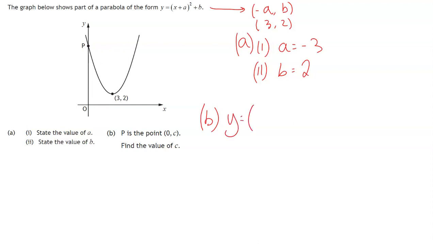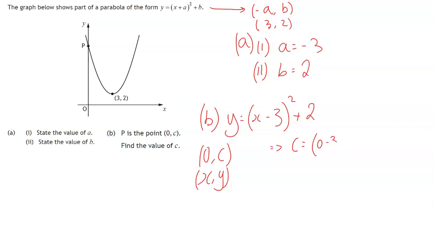Now, in order to do that, I'm going to start by rewriting it. So I'm going to write the original equation, this time with the values of a and b in, as y equals (x minus 3) squared plus 2, because I've got my negative a is equal to 3, so a is negative 3, and then I've got the plus b, so plus 2. Now using the point (0, c), if I match that up to a generic coordinate (x, y), what that means is I know the value for x is 0, and what I'm going to substitute in for the y is c, and I can then write an equation that says c equals (0 minus 3) squared plus 2.